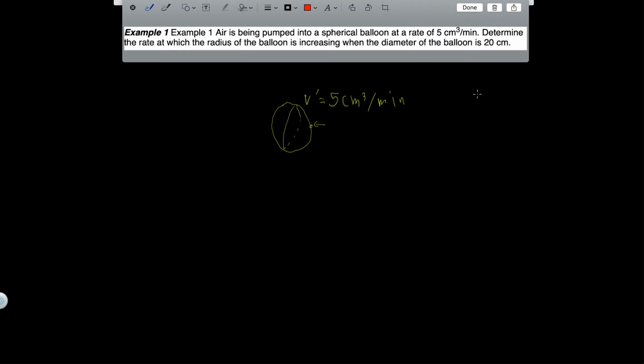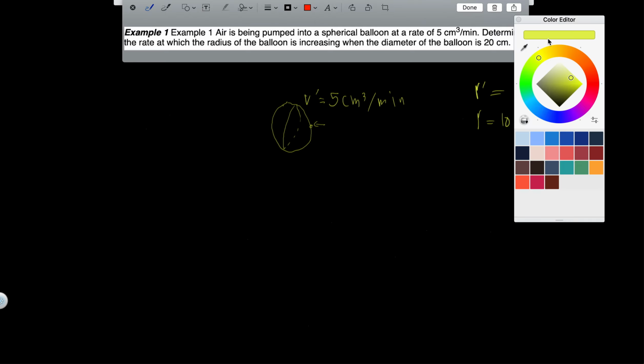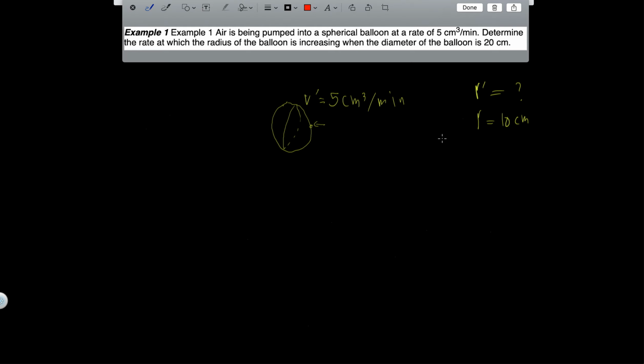So we're trying to find r prime. I'm going to write a question mark. That's what we're trying to find, when the diameter is 20, so when the radius is 10 centimeters. All right, so let's see how we can do this. We're going to use related rates. We're going to relate derivatives here to figure out what we need to figure out.